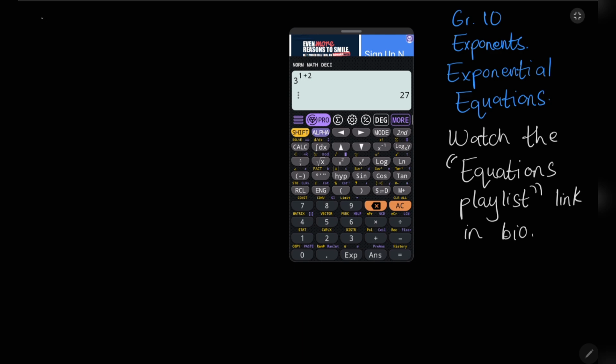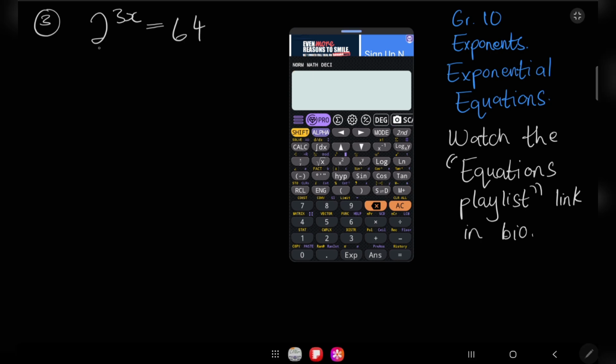Let's try another example, number 3. Let's do 2 to the power 3x is equal to 64. How do we solve this? Can 2 be written down as a product of its prime numbers? No.